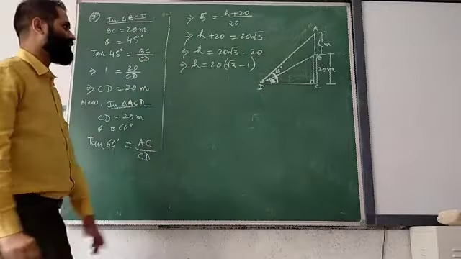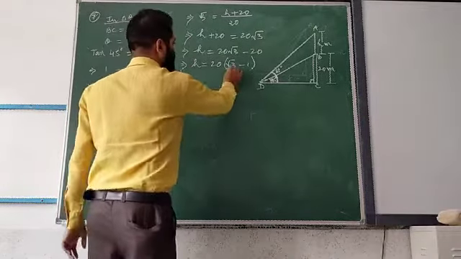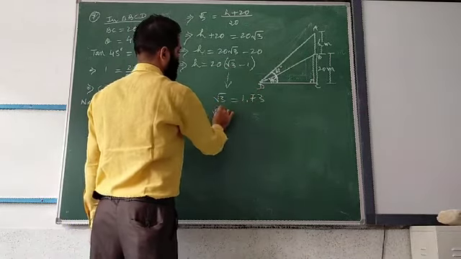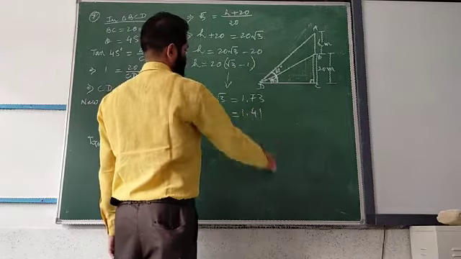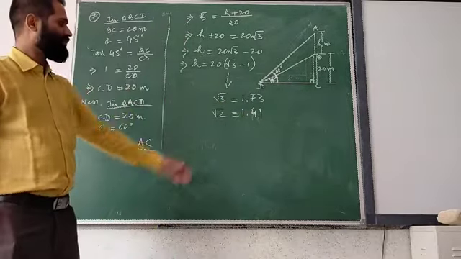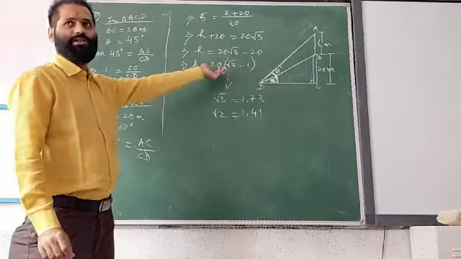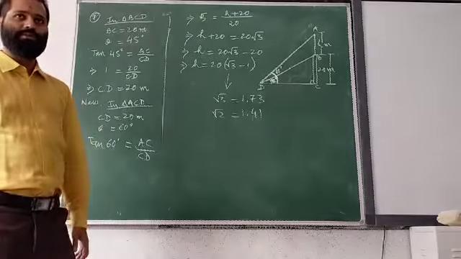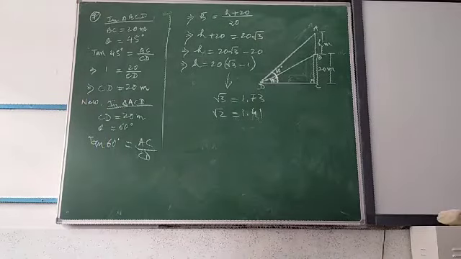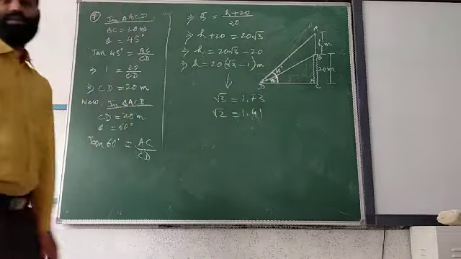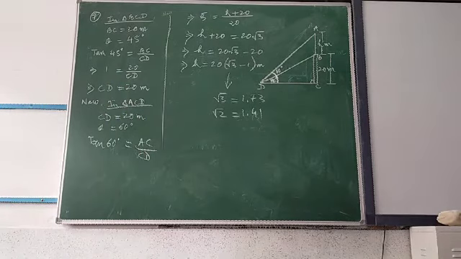That's all. If you want to substitute root 3, you can substitute. At least you should know by heart that root 3 equals 1.73 and root 2 equals 1.41. At least these two values you should know by heart. If you have root 3, you can substitute and find your answer, otherwise leave it that way, no problem. So therefore the height of the transmission tower equals 20 into root 3 minus 1 meter. That's all. Thank you.